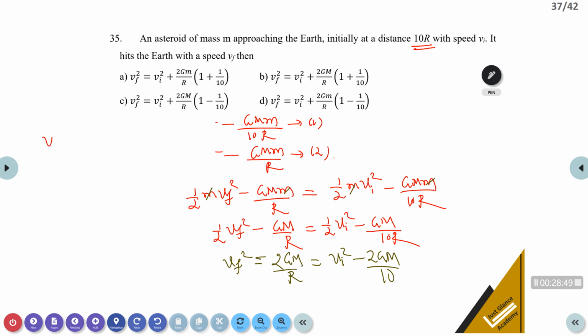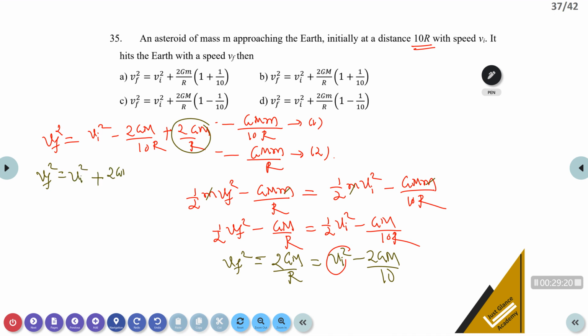Then next, Vf squared equals Vi squared. This term I am bringing to the other side: minus 2GM divided by 10, plus 2GM divided by r, of course. This 2GM by r is the common factor here. So that Vf squared equals Vi squared plus 2GM divided by r into the bracket 1 minus 1/10.